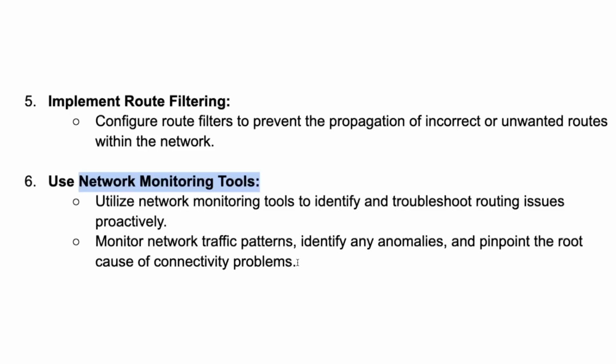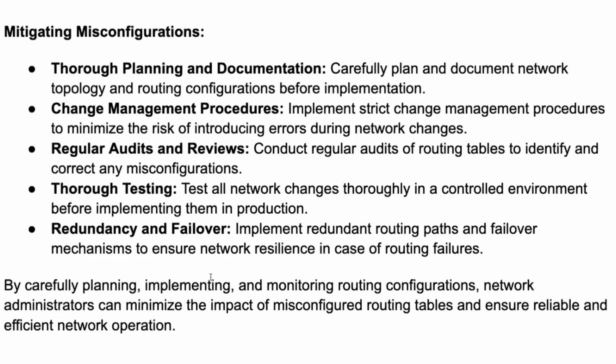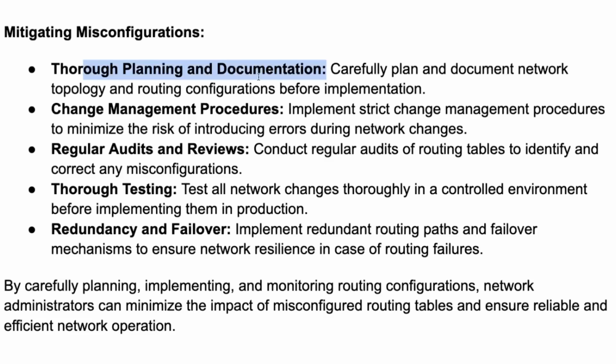All right. Routing table misconfigurations, or routing misconfigurations, also have a very similar list of mitigations. So thorough planning and documentation: plan and document network topology and routing configurations before implementing. Change management procedures: implement strict change management procedures to minimize the risk of introducing errors during network changes. And then of course, conduct regular audits of routing tables to identify and correct anything before a big problem arises. Test all network changes thoroughly in a controlled environment before implementing them in production.